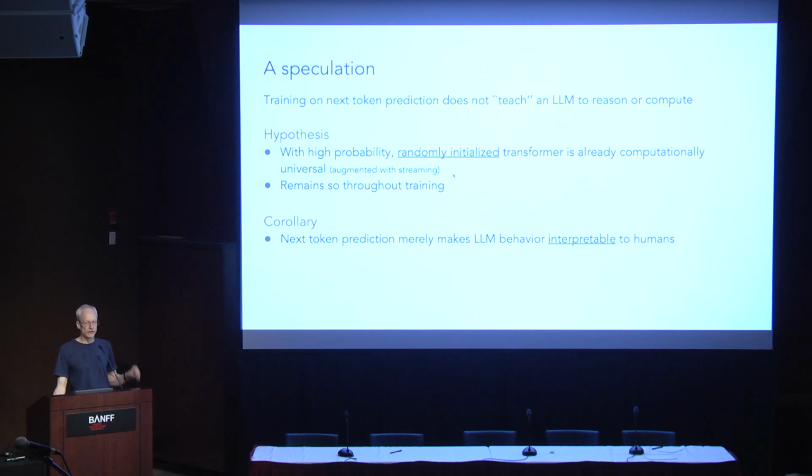And the purpose of all of this next token prediction is simply to make the input-output behavior of this model understandable to us. Now, this could actually be false, right? This hypothesis could be false. Either that randomly initialized transformer is or is not able to support universal computation.